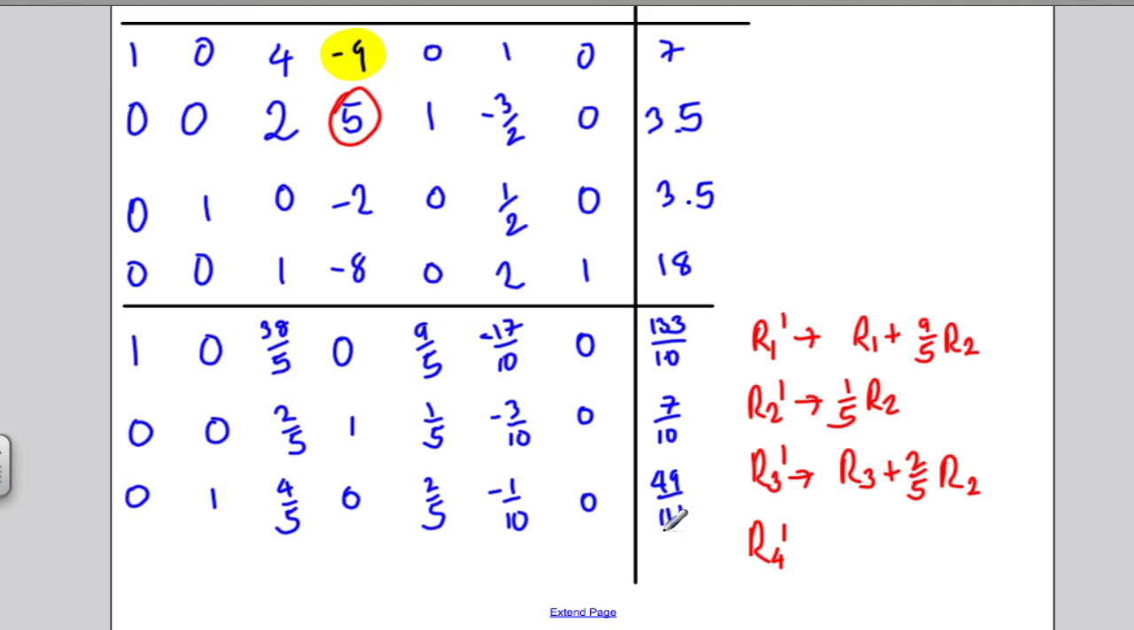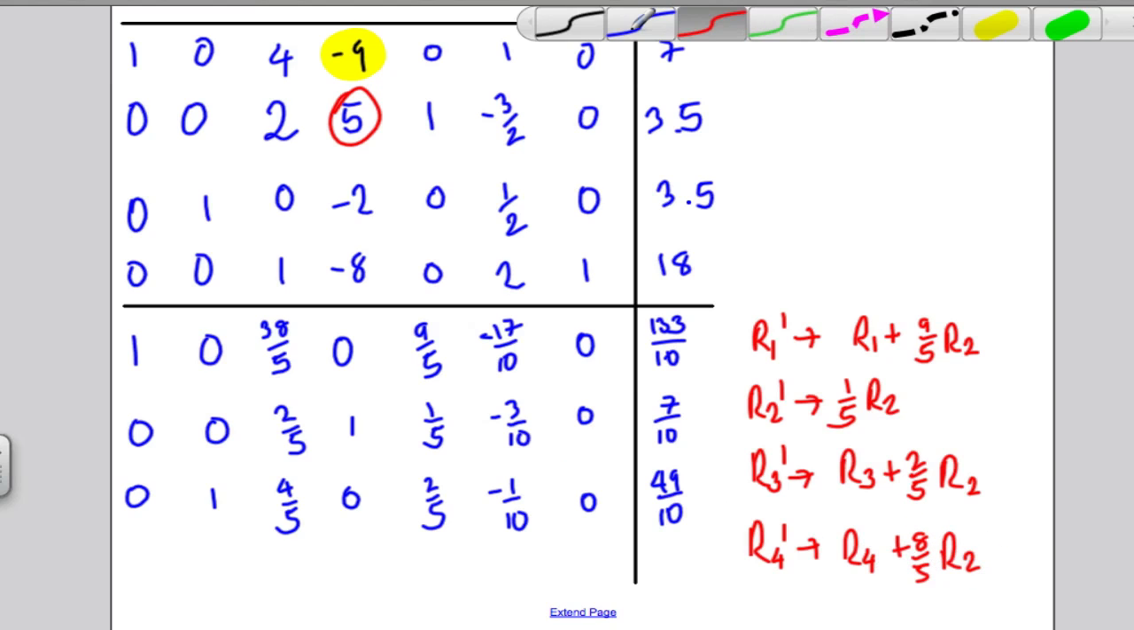49 over 10. Okay, and the last one here, to get our new row 4, we're going to take our old row 4 and we're going to add 8 fifths of the old row 2. Okay, let's try and do it.